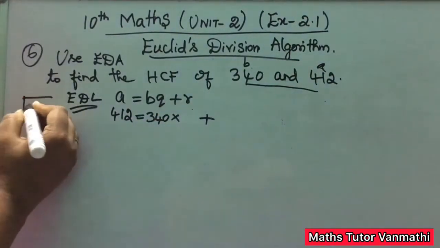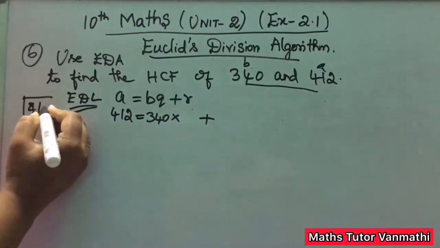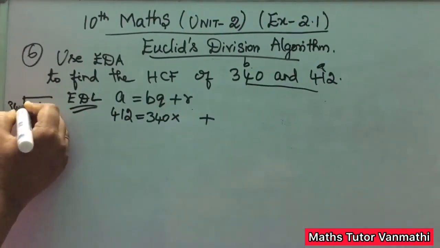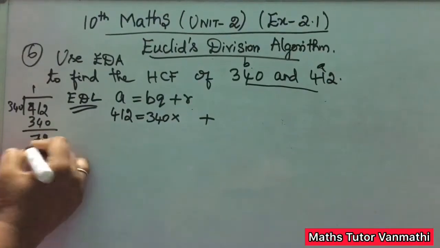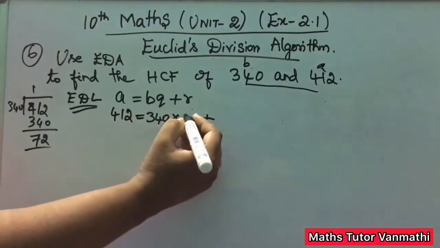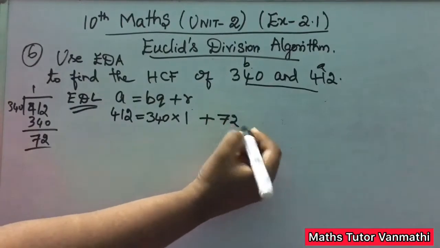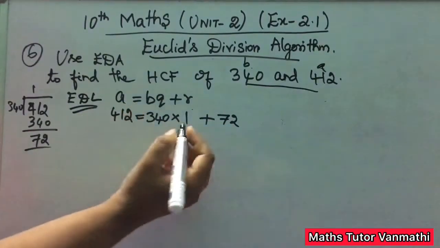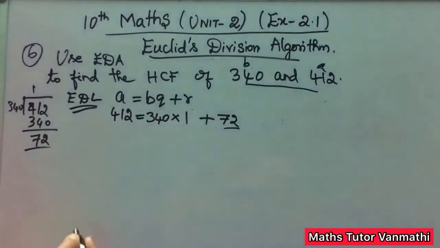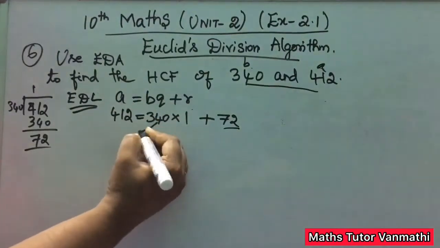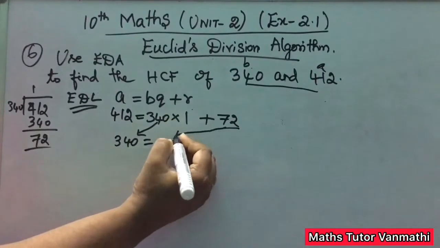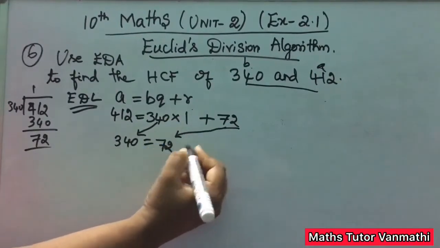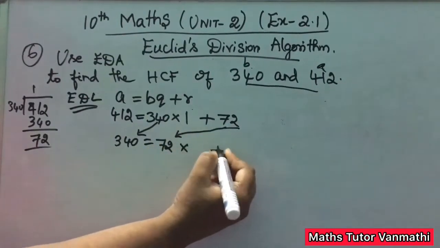So dividing 412 by 340, you get 340 ones are 340 and you will be getting the remainder as 72. So 340 ones are 340 plus 72 you will get 412. Next, here 0 is not coming in the remainder, so repeating the process further. 340 will come in A place and this 72 will come in B place. Okay, 72 into dash plus dash.